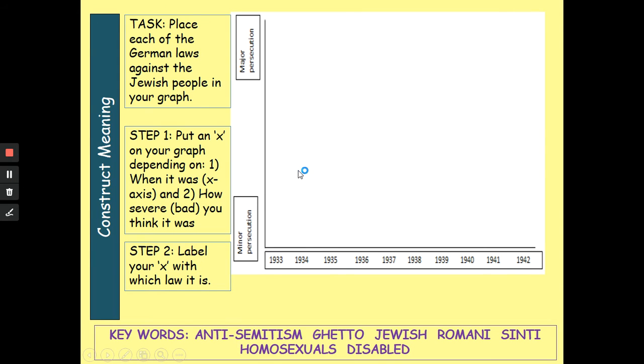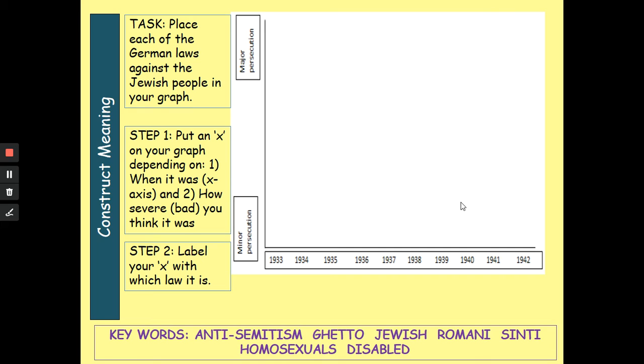Okay, so that's quite an interpretive task. There's no real way of me to say whether or not you are right or wrong. So hopefully you put an X depending on what year it happened and how severe it was. Perhaps what you've noticed while reading through those laws is that it started quite slowly, and then there was a sharp uptick in the amount of persecution that Jewish people faced. It got quite severe quite quickly towards the end.